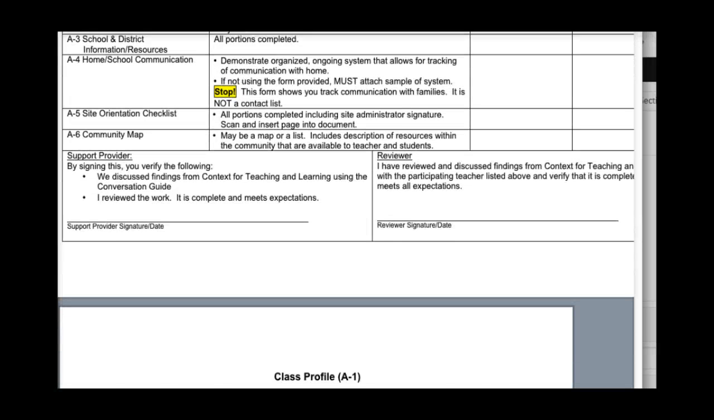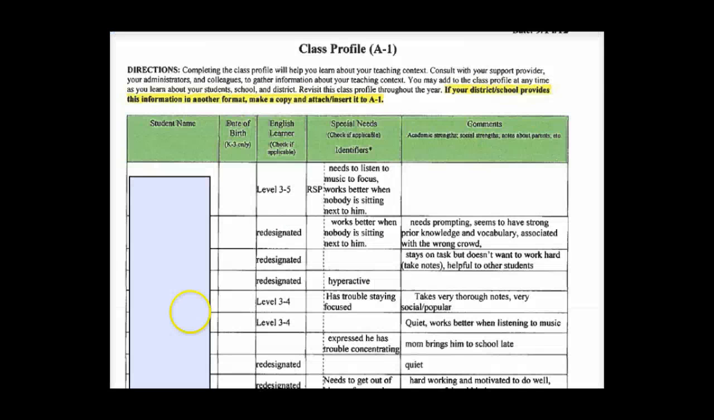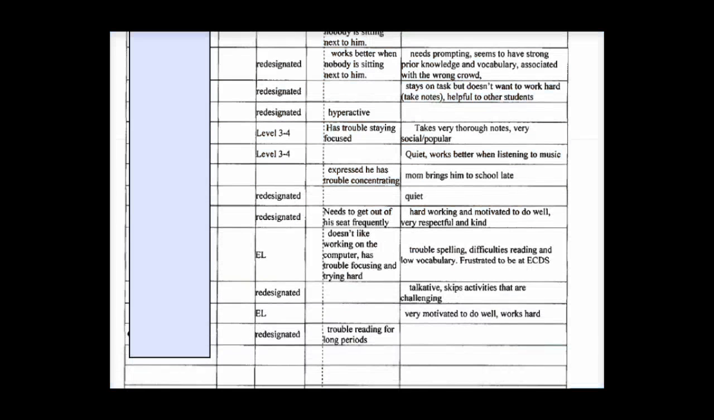So now we get into the actual documents. The expectations are pretty specific. So let's take a quick look at a couple. For example, this is class profile A-1. I have removed the student names even though the teacher had only inserted the first name. But this would be considered to be obviously a very complete class profile. Everything is inserted in terms of English learner. Date of birth is K3 only. Special needs, identifiers. Over here, this person really has inserted quite a number of comments for their students.